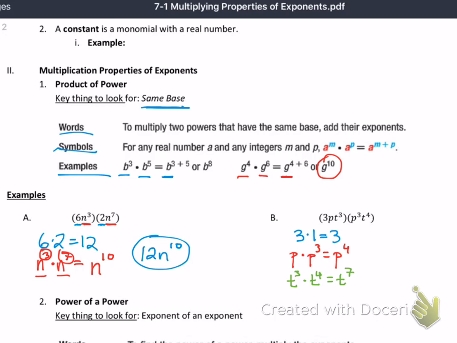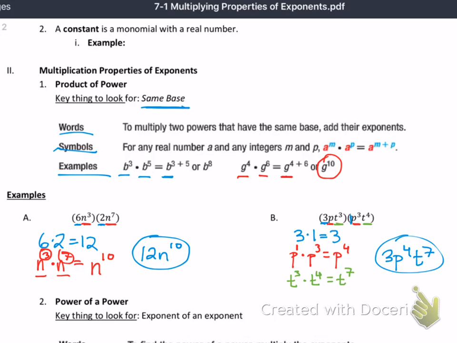So if you see my work, first I was dealing with the numbers. 3 times 1, now there's always an invisible 1 in front of any variable, so 3 times 1 is 3. And then I dealt with the p's. Now p here by itself is really p to the first power times p to the third power, which is p to the fourth, and then same thing with my t variable, t to the third times t to the fourth. And so for my final answer, I have 3p to the fourth t to the seventh power.